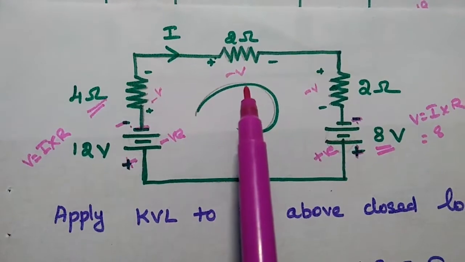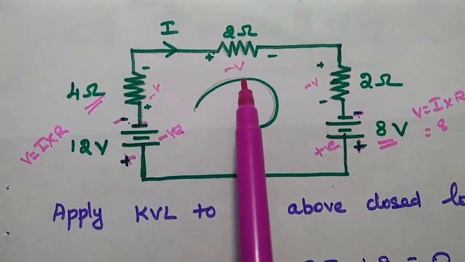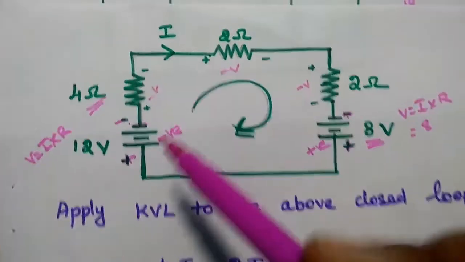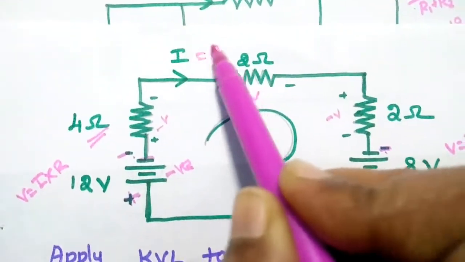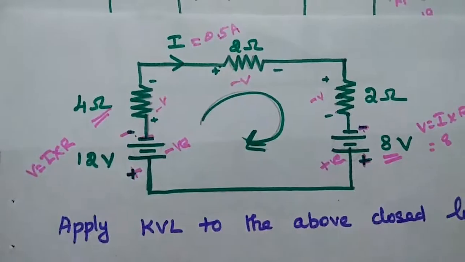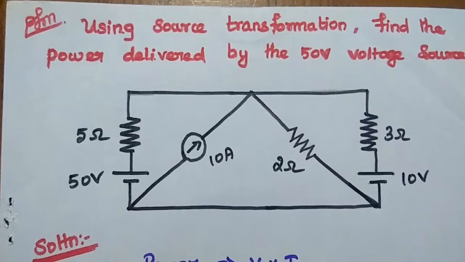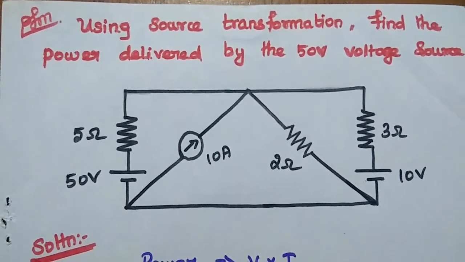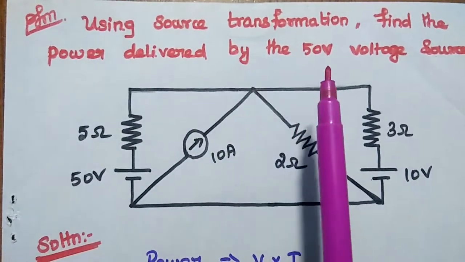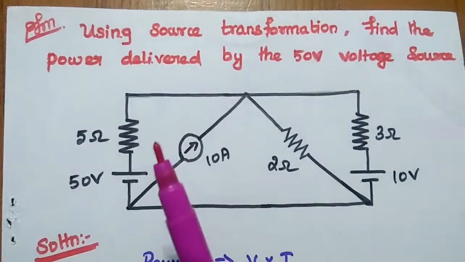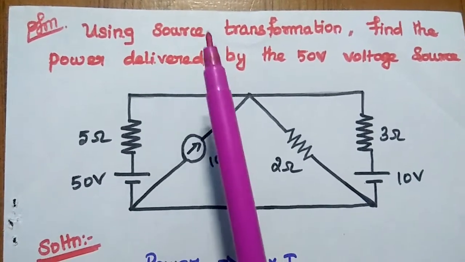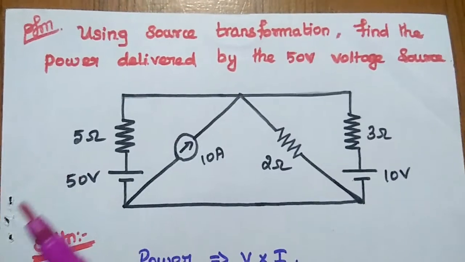So what is the question? To find the current through the 2 ohm resistor. Now the answer is what? The current I is equal to 0.5 amps. The next problem is to find the power delivered by the 50 volt voltage source. Here we are going to use source transformation technique.